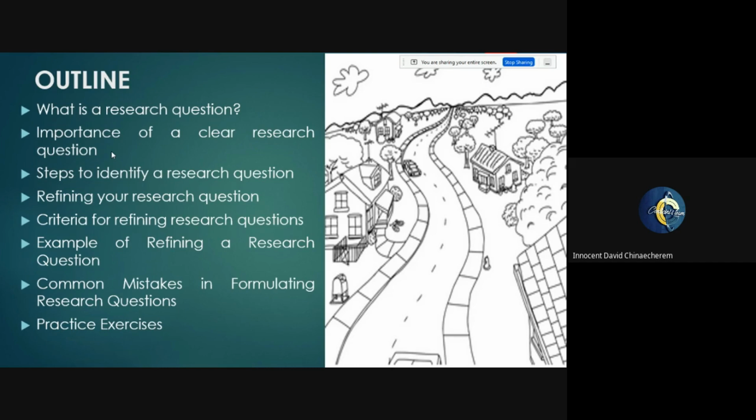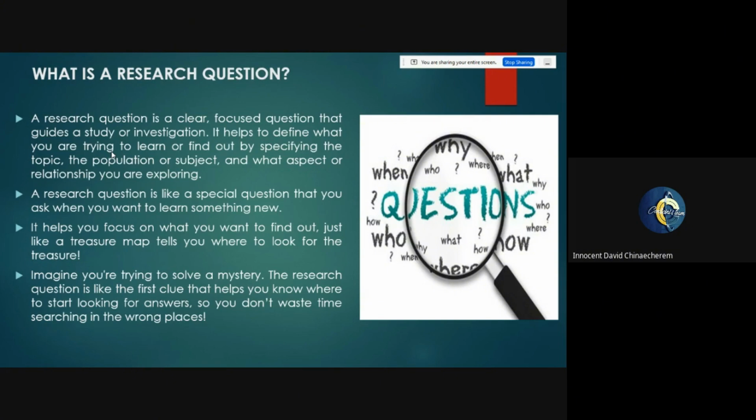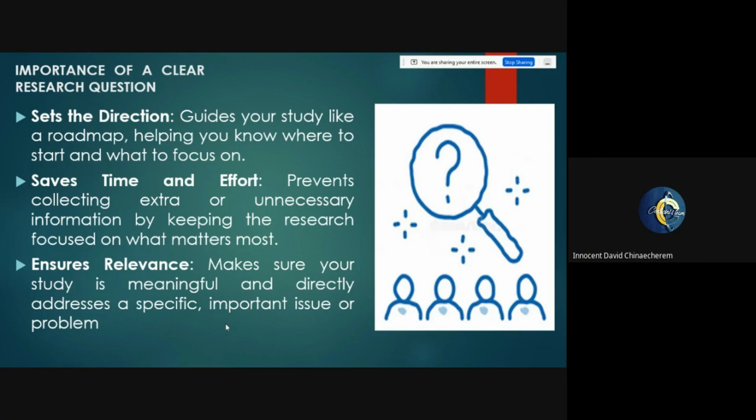And then we looked at the common mistakes. So we had a very clear look at the research question, where we said that it's like the special question that you ask when you want to really learn something new. There are diverse questions we ask to make sure we uncover new insights at any stage. So it's all about solving a mystery, trying to know what is not known. And then we also said that for you to have a clear research question, some of the importance is that it sets the direction.